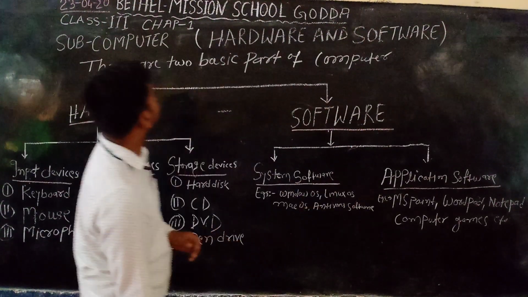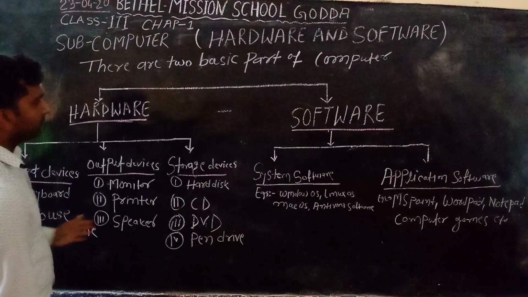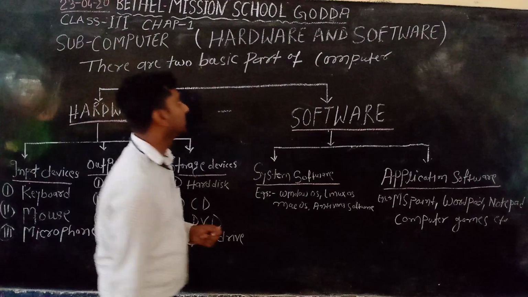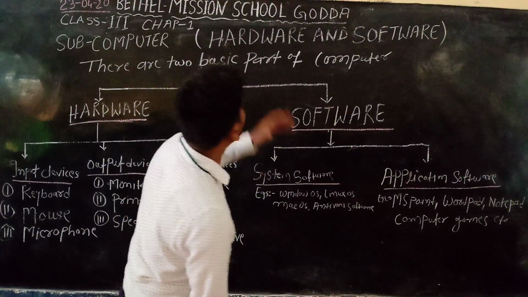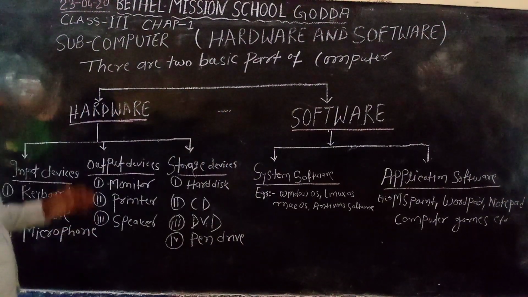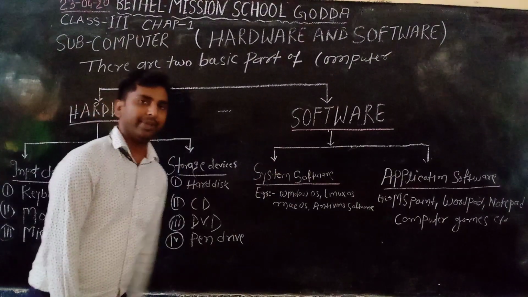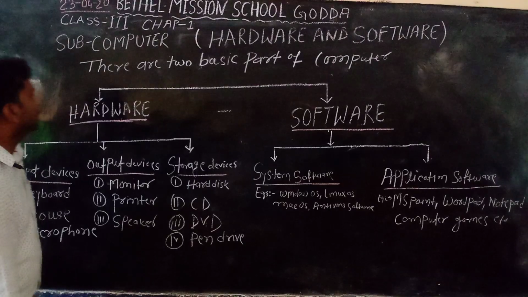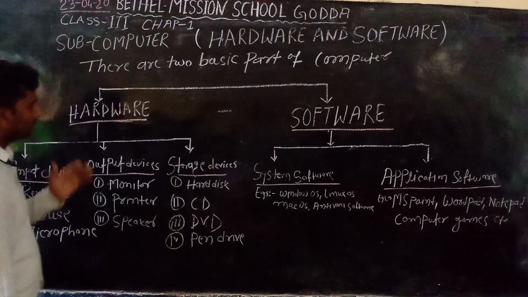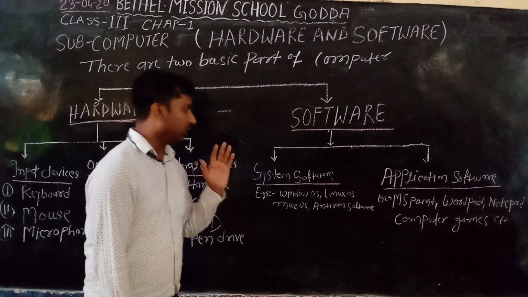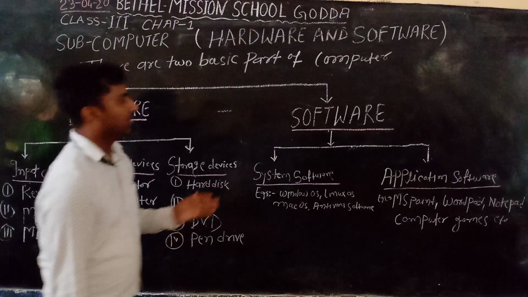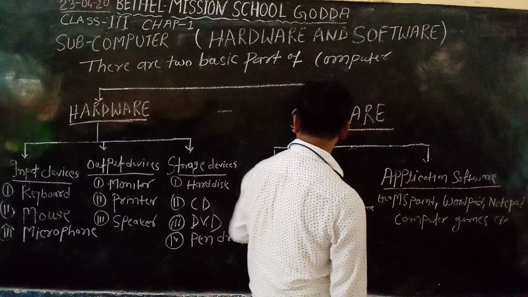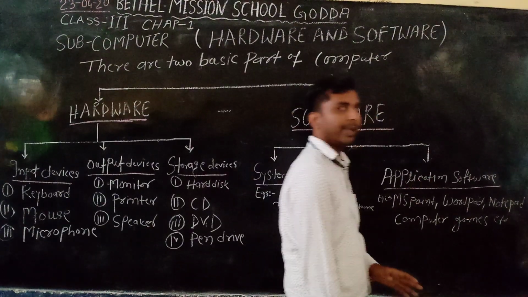So now, today I have understood the basic parts of a computer, hardware and software, and the types of hardware: input device, output device, storage device, and software. There are two types of software: system software, application software.